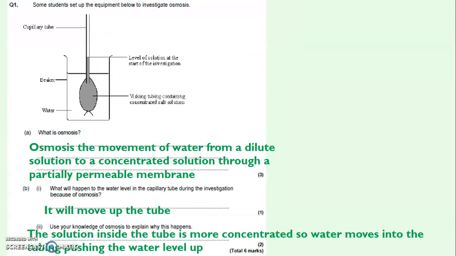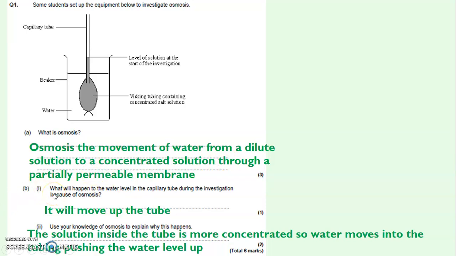Okay guys, so welcome back. First of all, what is osmosis? We can use our definition that we've learnt here. It is worth 3 marks and this will give us the 3 marks. So it is the movement of water, that's our first mark, from a dilute solution to a concentrated solution. That's going to give us our second mark, through a partially permeable membrane, and that's our final mark.